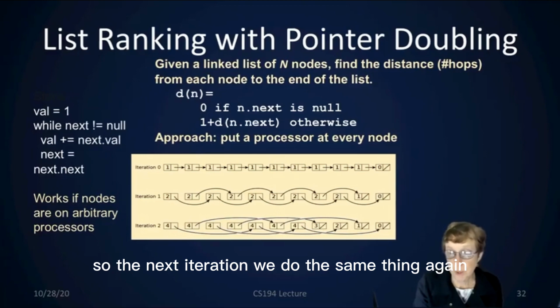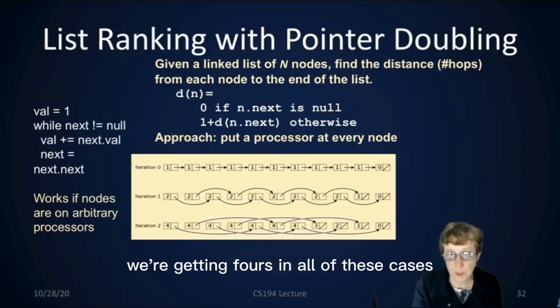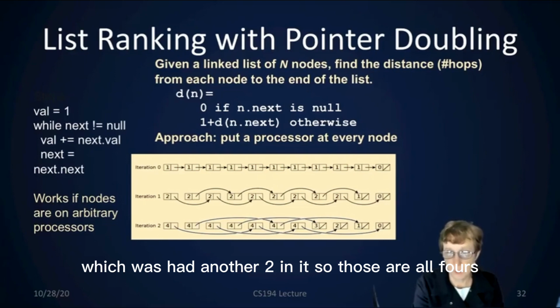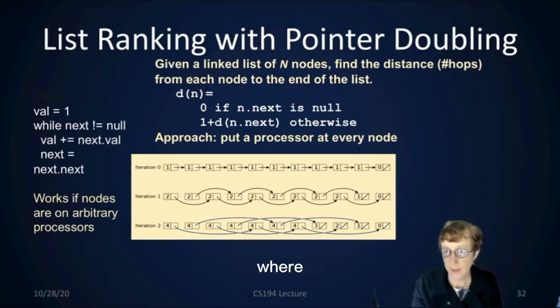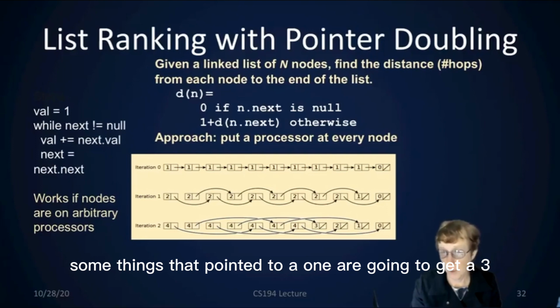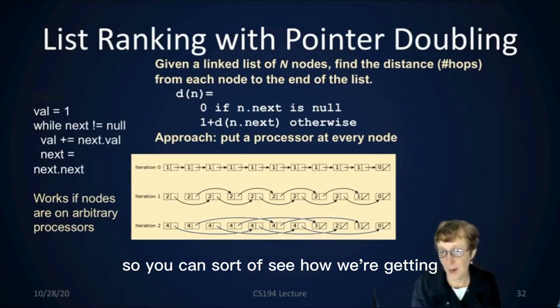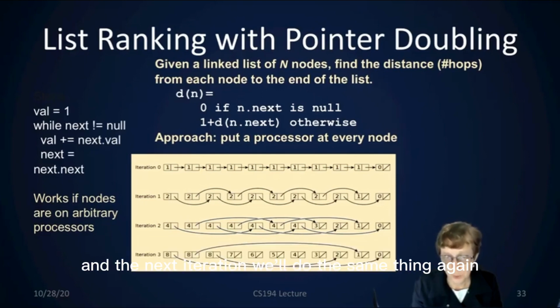So the next iteration, we do the same thing again. And in this case, we're getting 4s in all of these cases, because we're adding a 2 to whatever node it pointed to, which had another 2 in it. So those are all 4s, except you can see at the end of the array where some things that pointed to a 1 are going to get a 3, and the node that pointed to a 0 is going to end up with a 2. So you can see how we're getting now the list ranking here at the end of the array. And the next iteration, we'll do the same thing again.